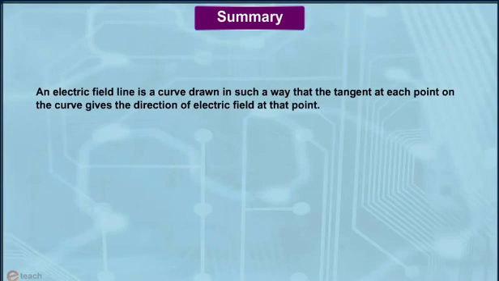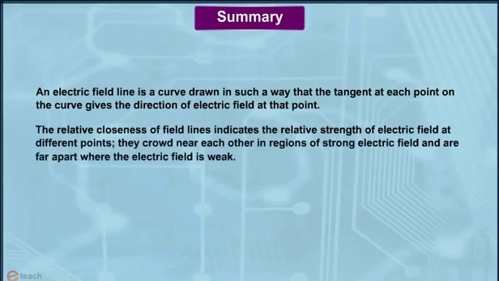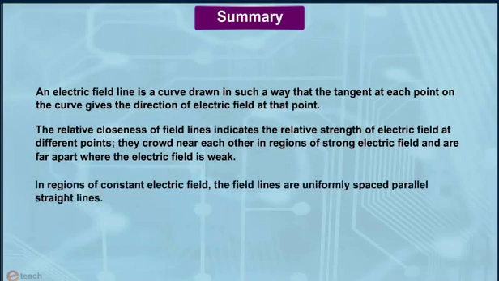An electric field line is a curve drawn in such a way that the tangent at each point on the curve gives the direction of electric field at that point. The relative closeness of field lines indicates the relative strength of electric field at different points. They crowd near each other in regions of strong electric field and are far apart where the electric field is weak. In regions of constant electric field, the field lines are uniformly spaced parallel straight lines.